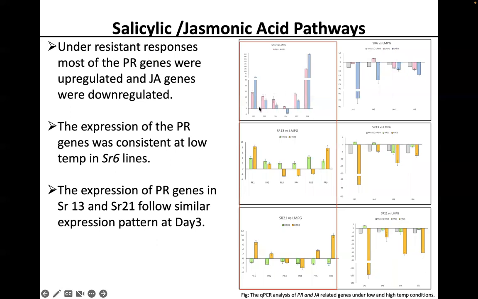However, PR genes are very consistent in their expression in SR6 at low temperature. In SR13, a few of the genes were downregulated at day 3. And in SR21, almost all the PR genes were downregulated at day 1, but under high temperature. But two of the genes were downregulated at day 3.